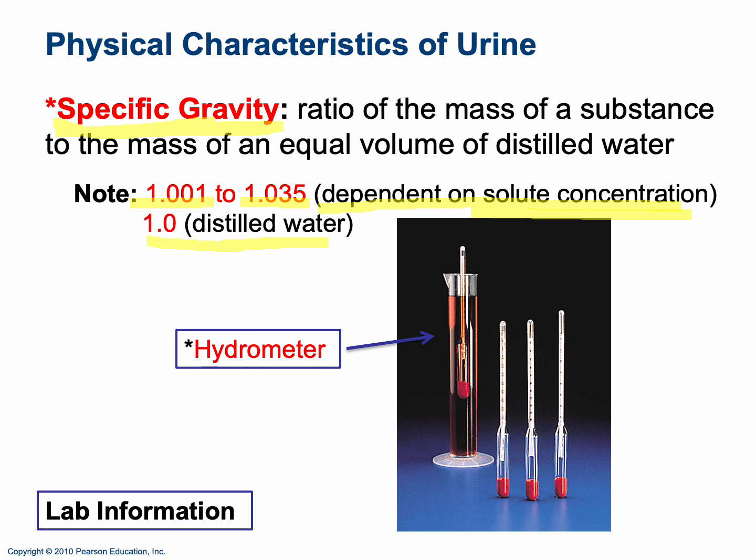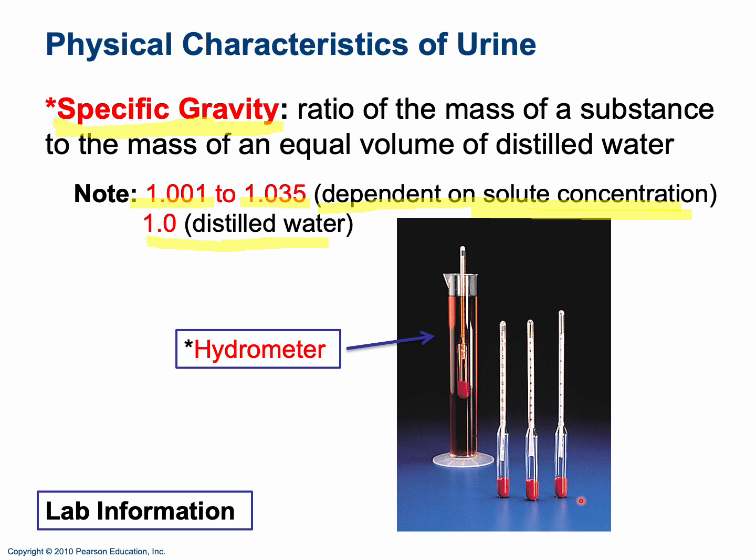You can get the specific gravity reading off a reagent strip, like I mentioned on the first slide. But a very old school way of getting specific gravity would be transferring the urine into this glass graduated cylinder, filling it pretty close to the top, and then putting in what's known as a hydrometer.